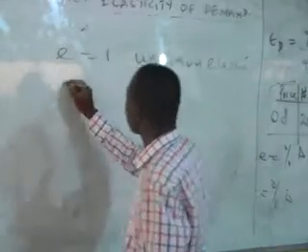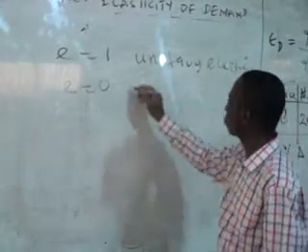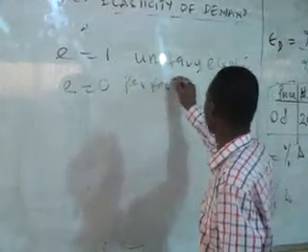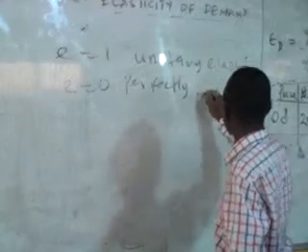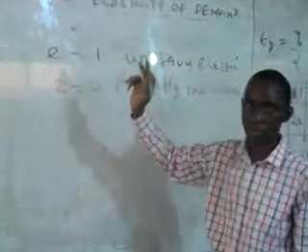Where your elasticity of demand is equal to 0, the value you got is equal to 0, demand is said to be perfectly inelastic. Where the coefficient is equal to 0 is perfectly inelastic.